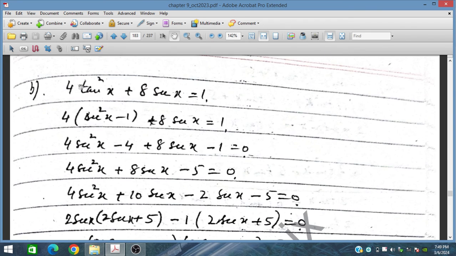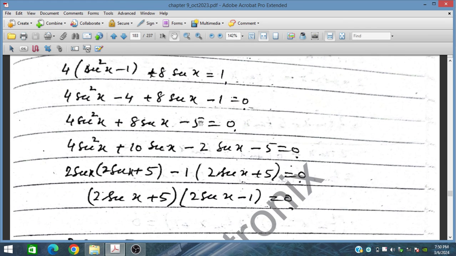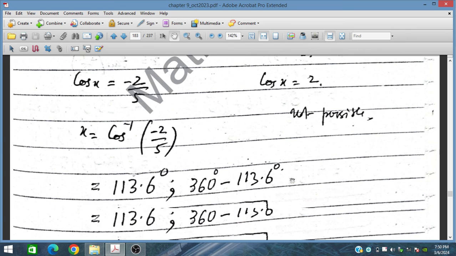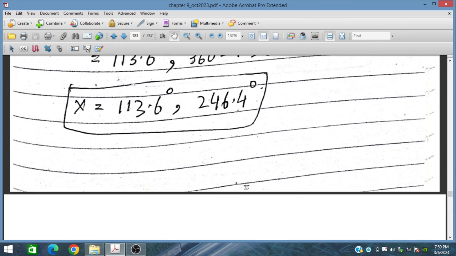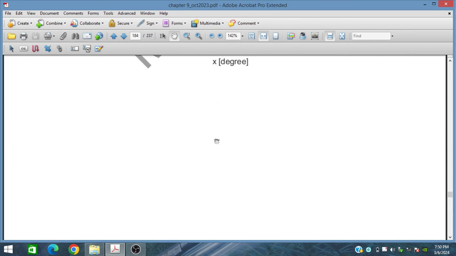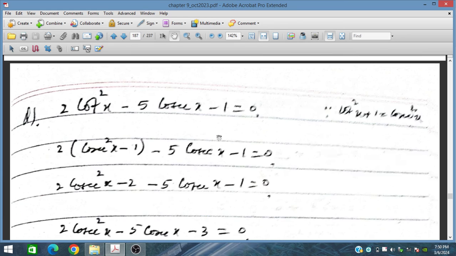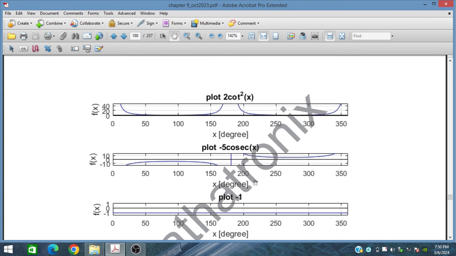Similarly, the other problem, 4 tangent square x plus 8 secant x equal to 1. This tangent square can be replaced like this, secant square minus 1, and we normalize it like this, and now factorize it, and by factorization we have obtained this, and from this we have this solution, and from this cos x equal to 2 is not possible, so the only solution is this. This is very, very important. And some plottings we have done here. So this is all for question number 9.8, and we did all this plotting.